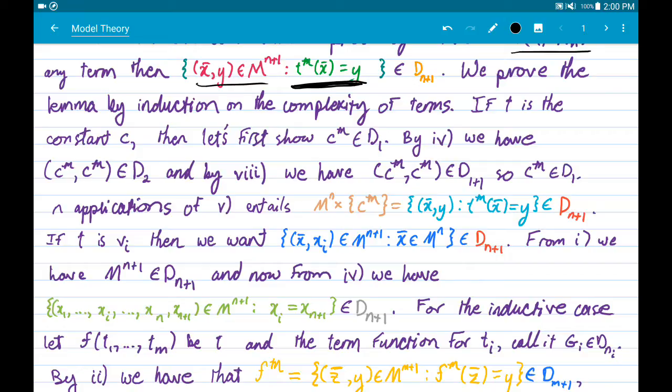We prove the lemma by induction on the complexity of terms. If t is a constant, then we want to show that the denotation of the constant is in d1, right? Because it's a 0. The arguments have length 0, so 0 plus 1, that's d1. So having set things up, up to this point, I'll sort of end here and really get into the rest of the proof in the next video.